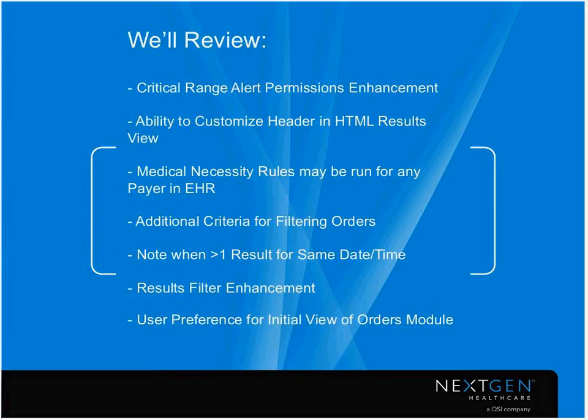First thing that we're going to take a look at is our critical range alerts, permissions enhancement. Basically, we have the ability now to set up critical ranges within the orders module. So if an order was out of range, the system could determine that an order was out of the range. The system could automatically give you an alert and tell you, hey, this is out of range, you may want to take a look at it.